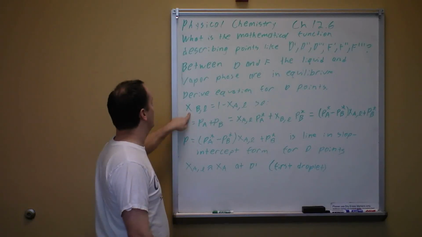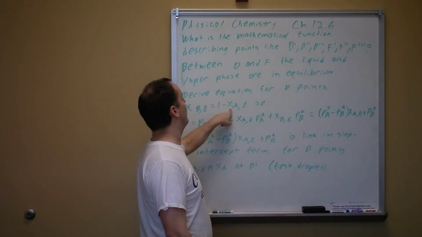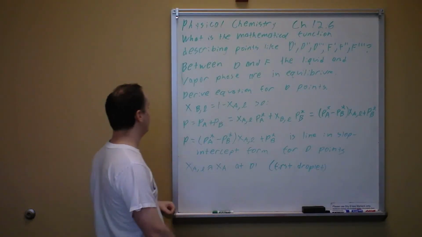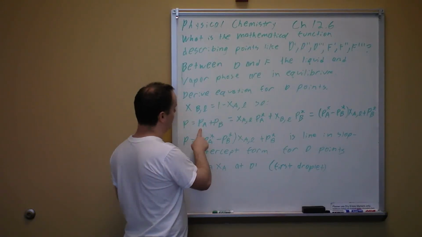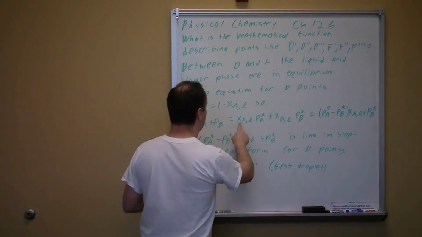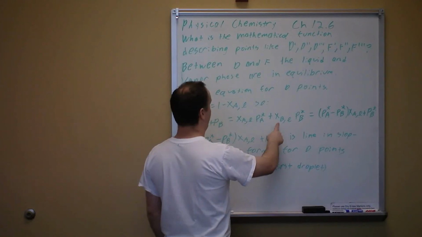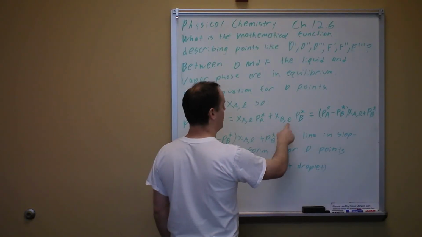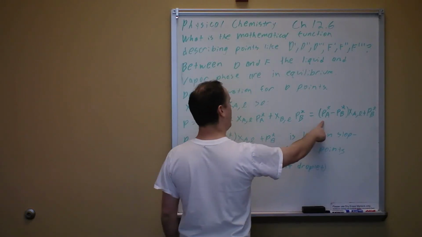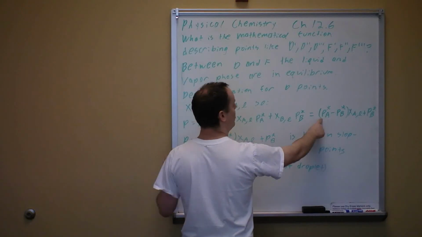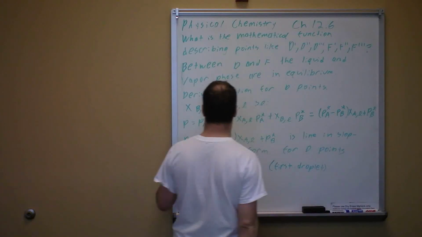Everything else is liquid. Now we know that the mole fraction of B in the liquid phase is equal to 1 minus the mole fraction of A in the liquid phase. So using that, we're going to say, okay, the pressure in the solution has got to be equal to the pressure of A plus the pressure of B. The pressure of A is going to be equal to the mole fraction of A in the liquid times PA star. And then the pressure of B is going to be equal to the mole fraction of B in the liquid phase times PB star. And then simplifying, we're going to say, okay, the pressure is equal to PA star minus PB star times the mole fraction of A in the liquid plus PB star.